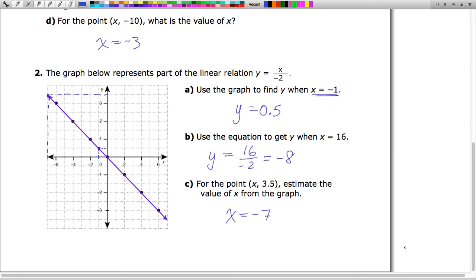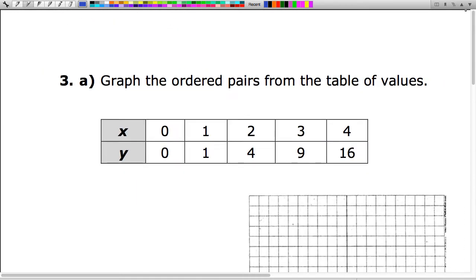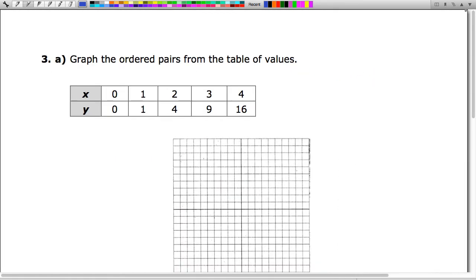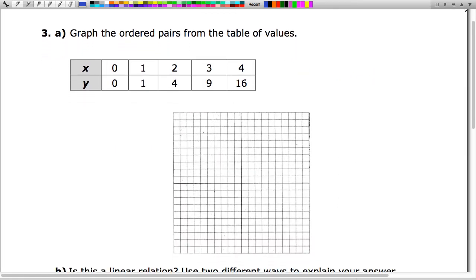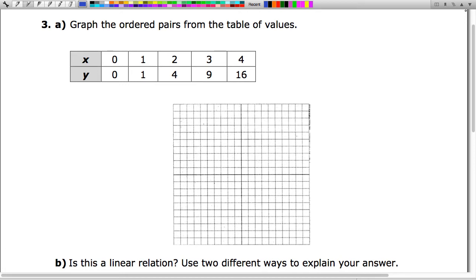So now you can see both how we're using the equation and we're using the graph in that example. And let's take a look at the back side of this page. Next thing we want to do is graph the ordered pairs from the table of values.